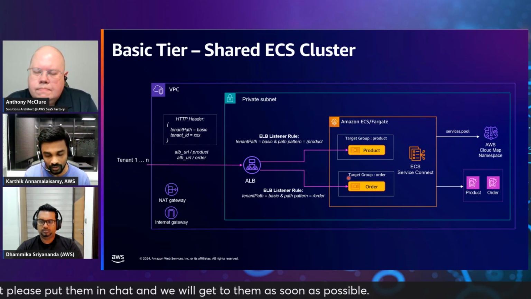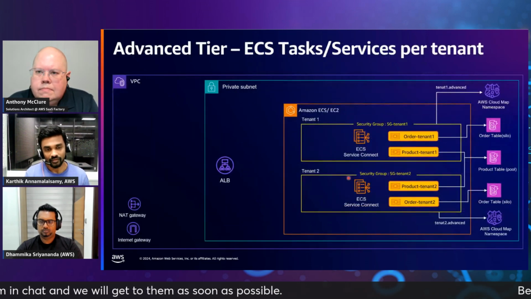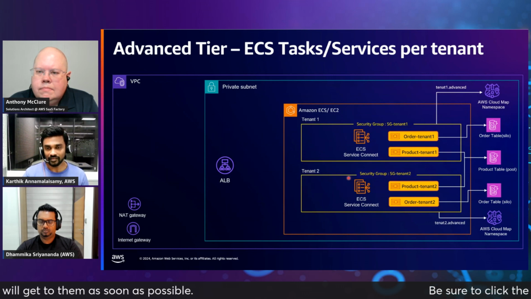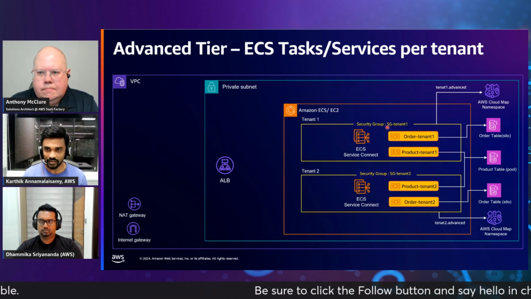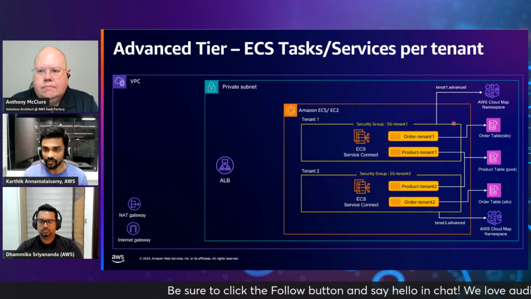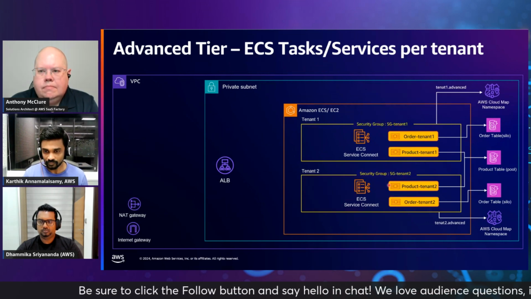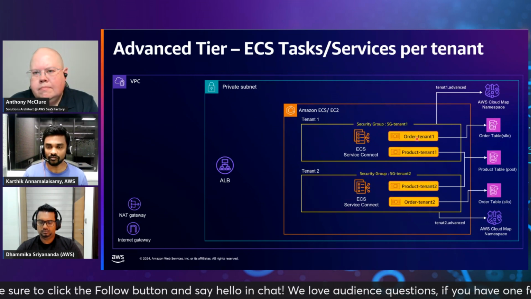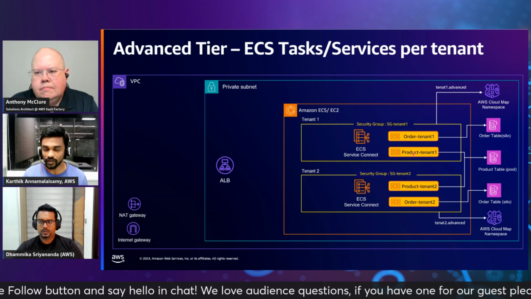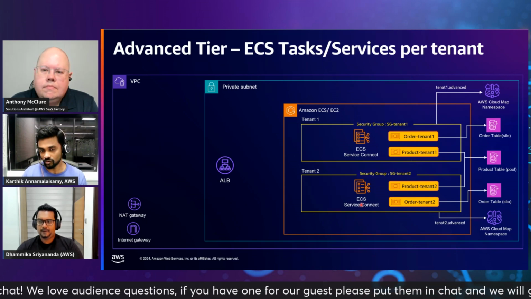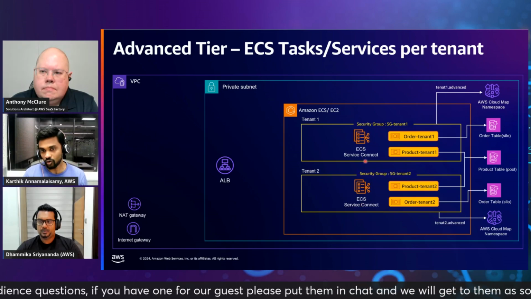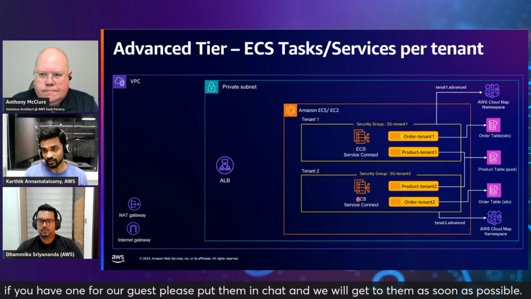So moving on to the advanced tier, this is where we have the respective tenants isolated by security groups. As you can see here, we have security groups covering the respective tenants' deployment. So we have two deployments of our order service and two deployments of the product service corresponding to every tenant. And like with the basic tier, we also have ECS Service Connect deployed separately for the respective tenants.